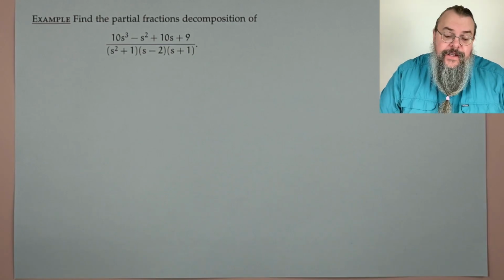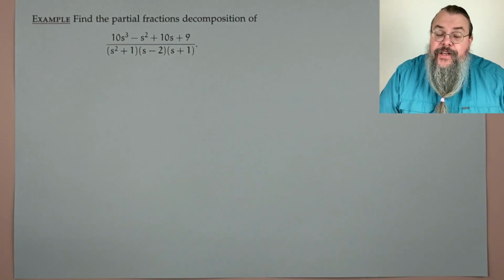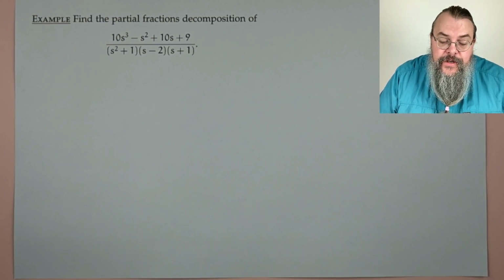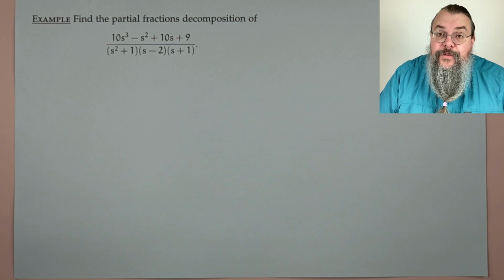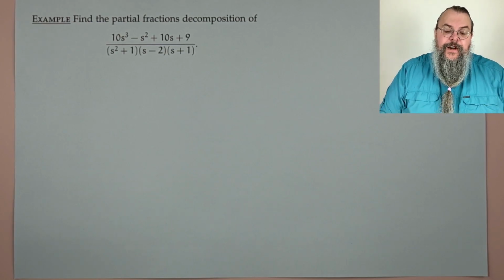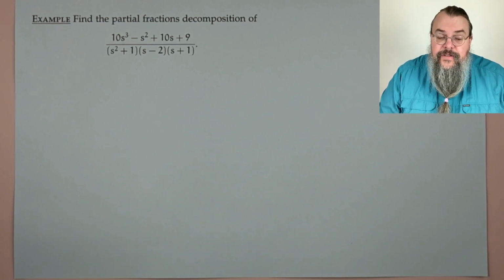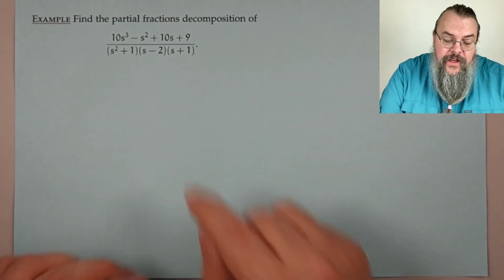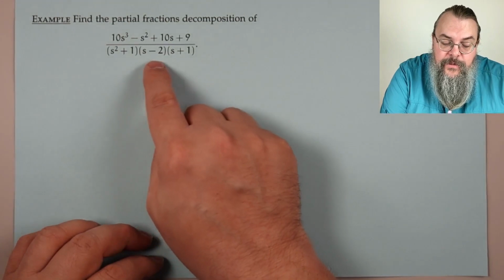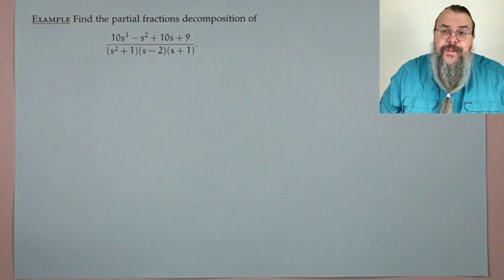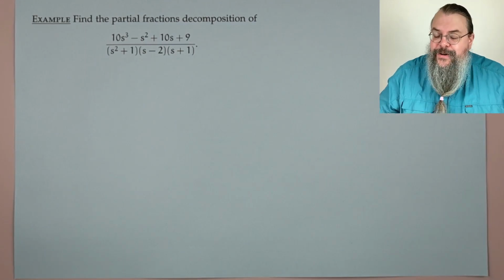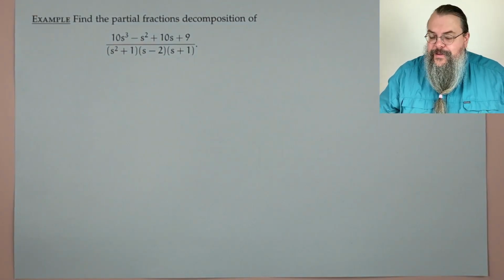So let's find the partial fraction decomposition of 10s cubed minus s squared plus 10s plus 9 all over s squared plus 1, s minus 2, s plus 1. All right, good. Now, in this case, they've been very nice. They already gave us the factoring downstairs. In general, they'll give us something that's either super easy to factor or they'll give it to us already.